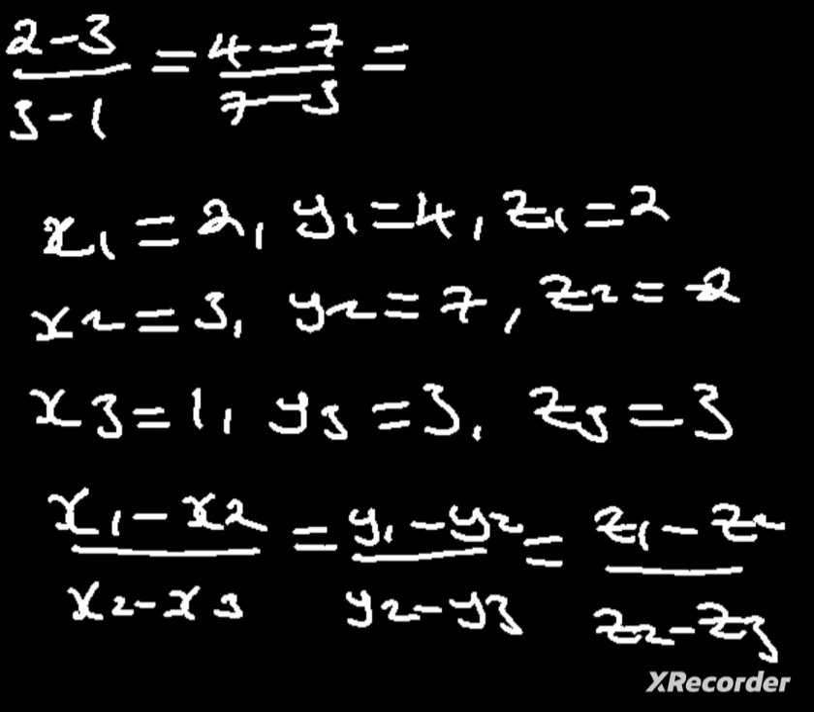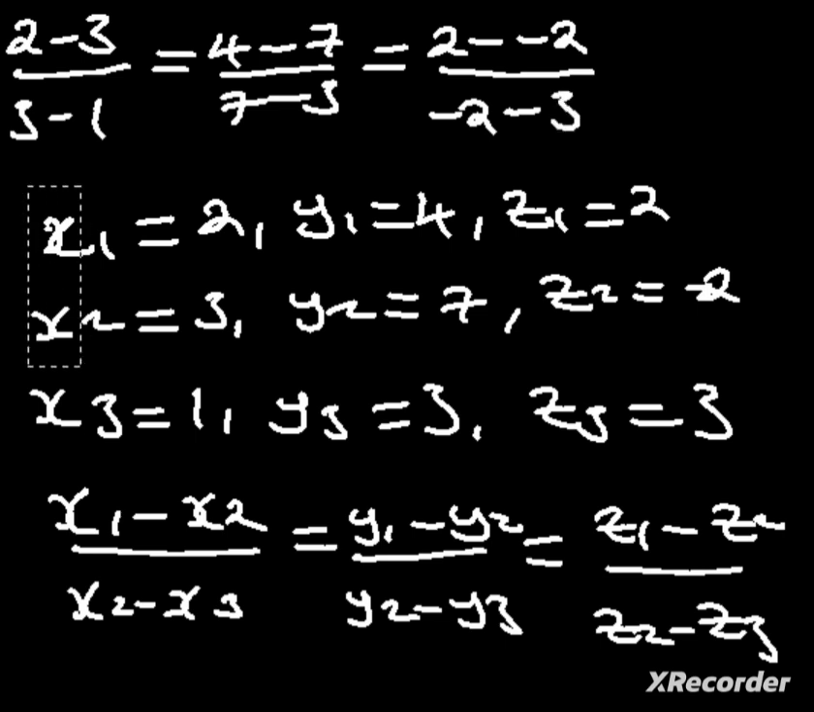So what is z1? We have it as 2 minus z2, which is given as -2, divided by -2 minus z3, which is given as 3.